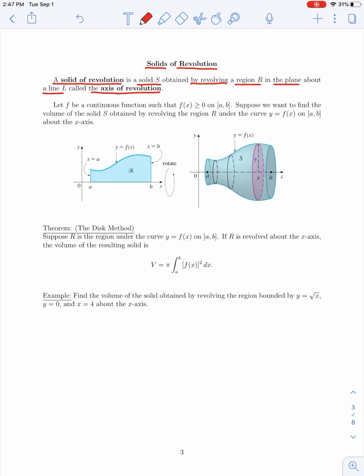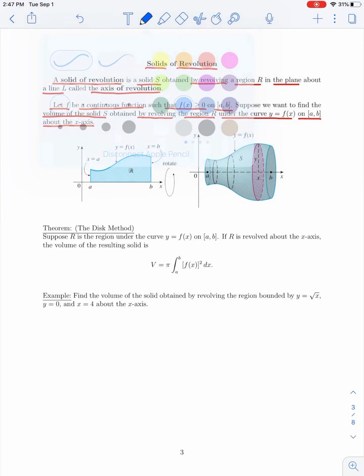So let us suppose that f is a continuous function such that f of x is non-negative on some interval from a to b, and let's suppose that we want to find the volume of the solid S obtained by revolving the region R under the curve y equals f of x on the interval from a to b about the x-axis. So a visual of this process is given here.